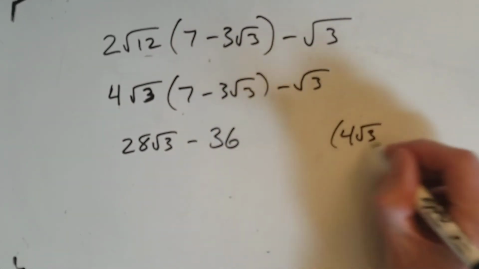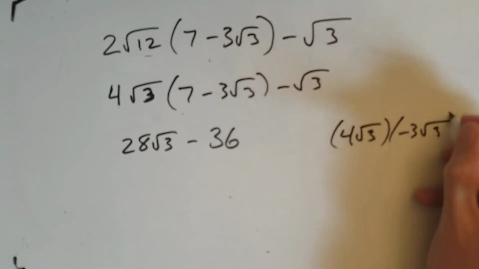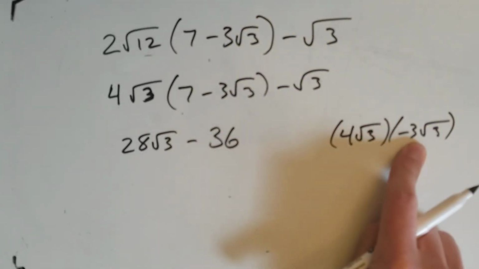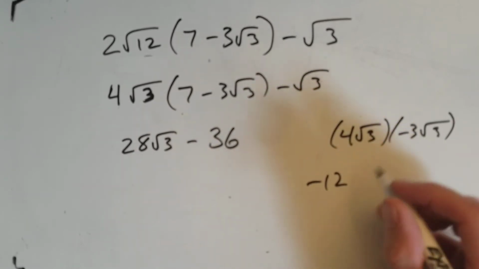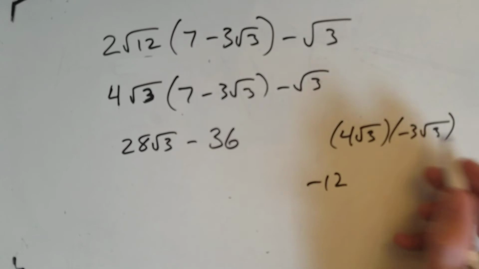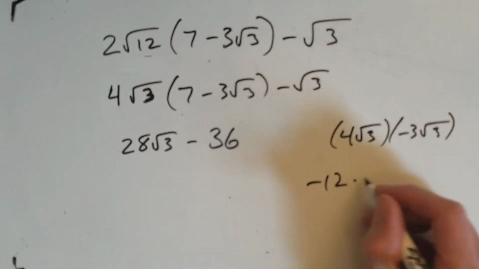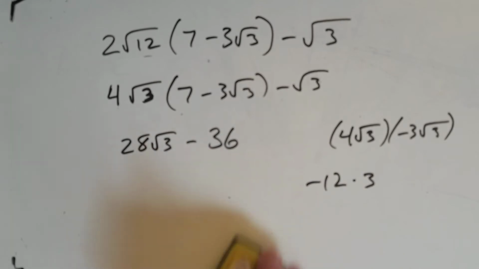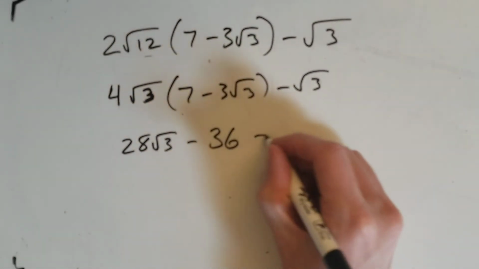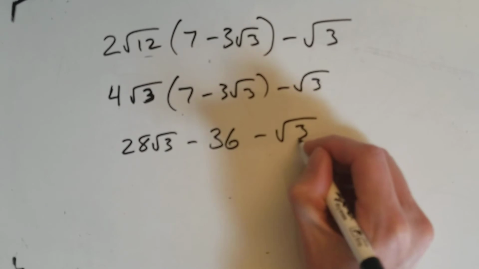4 root 3 times negative 3 root 3. You'd multiply the 4 and the negative 3, which is negative 12. And then root 3 times root 3, well, square root of 3 times the square root of 3 is 3. So negative 12 times 3, that's where the negative 36 comes from. And then we have a minus root 3 here at the end.